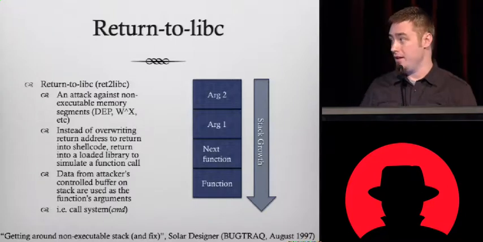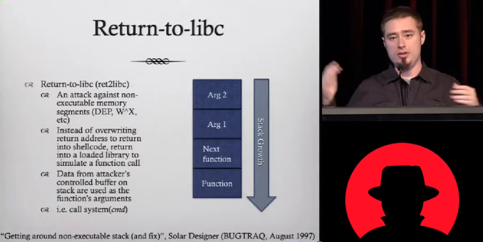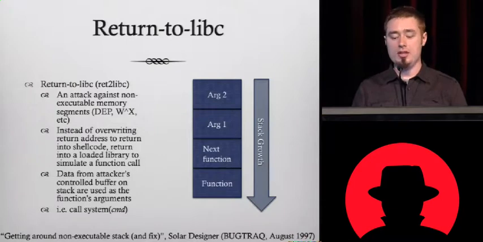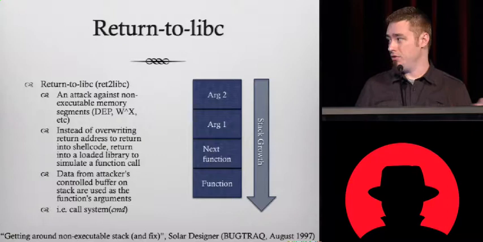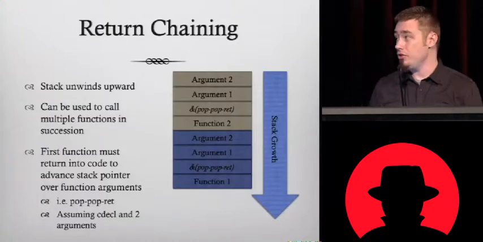So an example of that is you can call system and give it a pointer to a string that you control. You can find that in your environment, or you can do a number of things, and that'll essentially let you execute an arbitrary string from the shell with just one return. And what's cool is you can even chain these together.